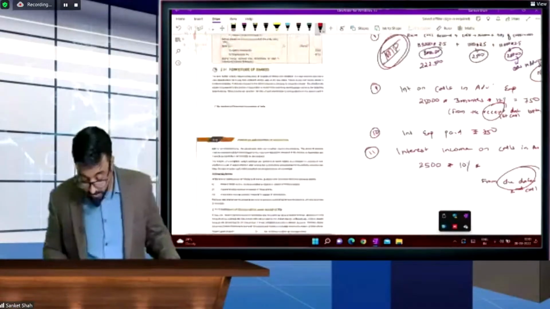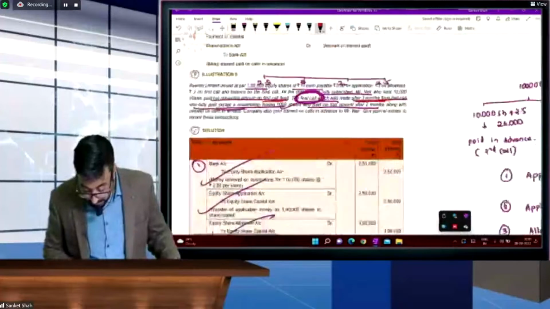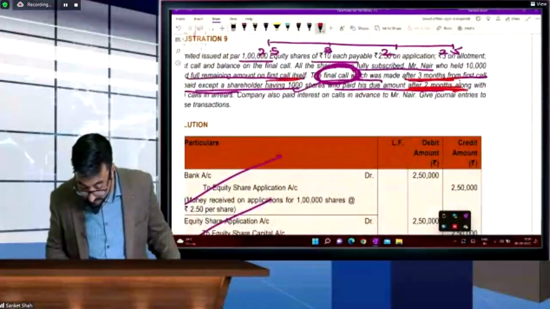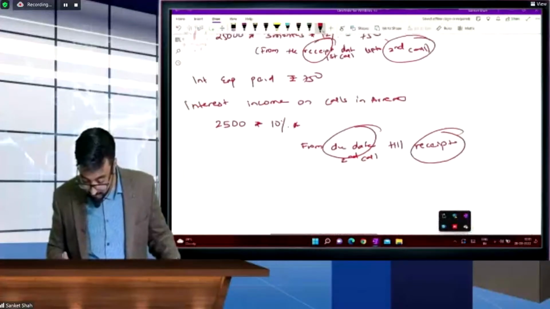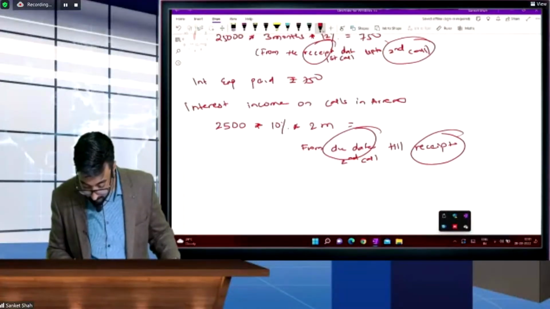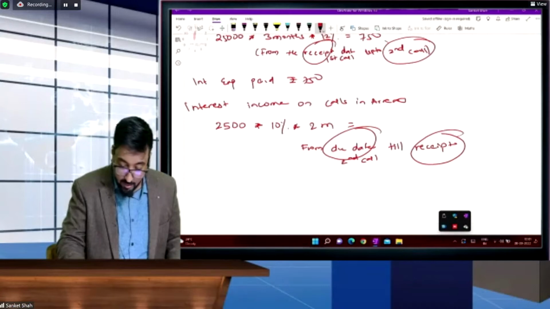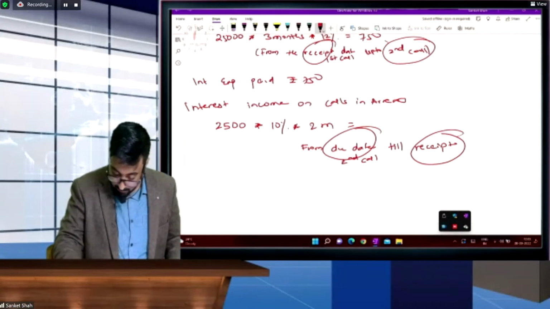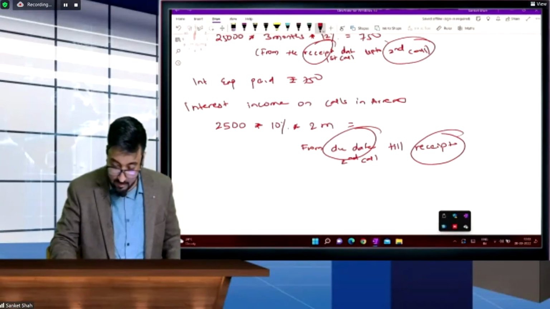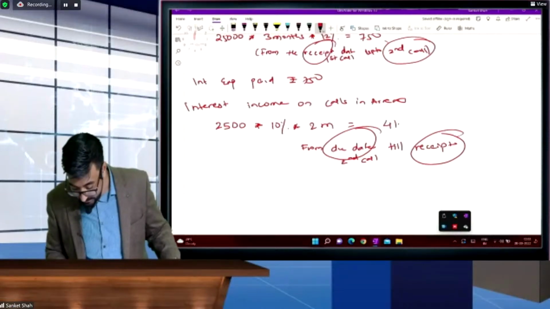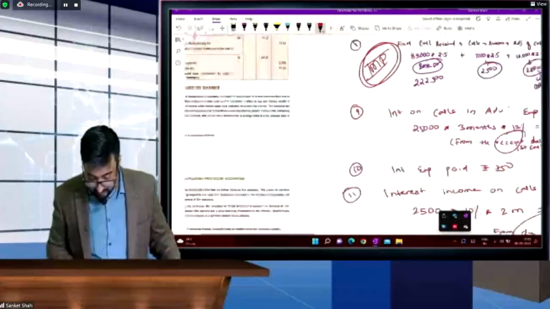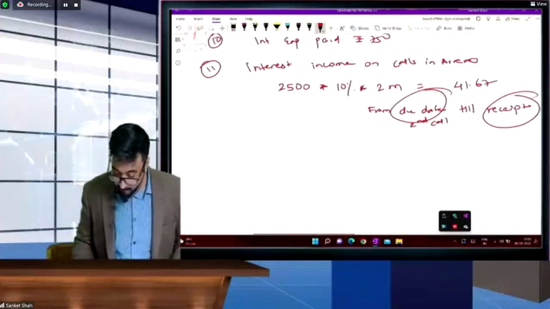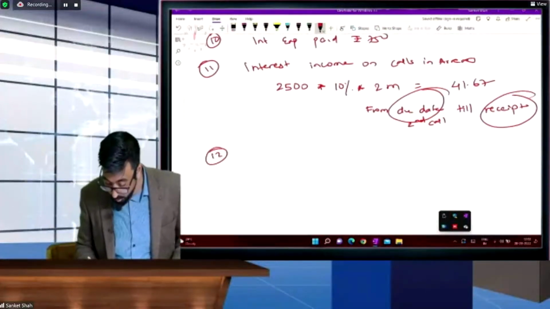Okay, so after the due date, when did he pay? He has paid after 2 months. After 2 months. 2,500 into 10% divided by 6. 41.67. Yes. And now 12 number is very important.